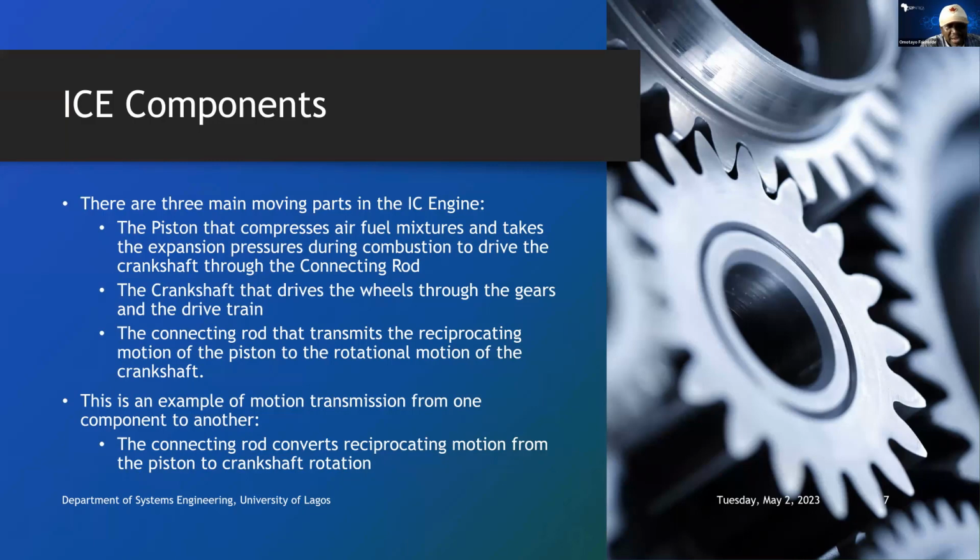But that same kind of work is being done by the connecting rod. In the case of the connecting rod, it has a reciprocating motion at one end, and it has a rotatory motion at the other end. On the crankshaft end, it's rotation. On the piston end, it's reciprocating motion. So that is a very good example of motion and displacement transmission that might be of interest to you later on, whatever engineering you do.